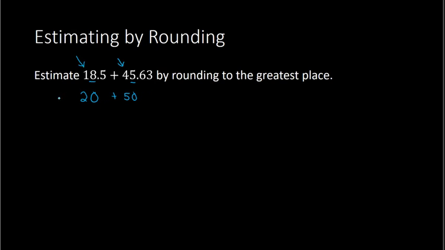And we would say that this is approximately 20 plus 50. That symbol is my approximate symbol. And then we do 20 plus 50, and that gives me my estimation of around 70. So my rounded answer would be 70.